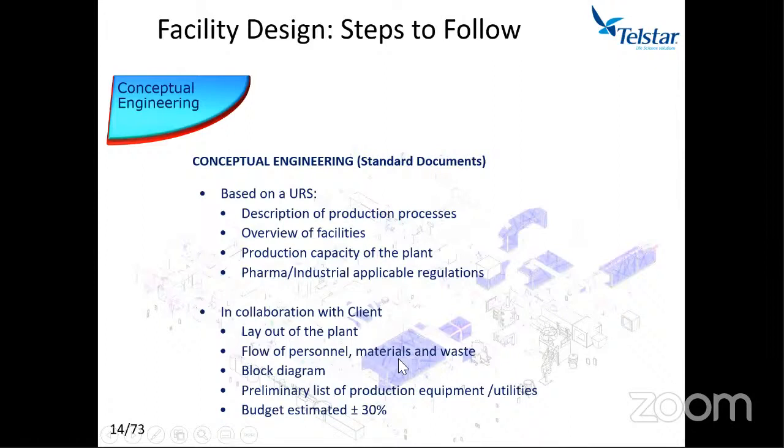With this initial layout, we talk about block diagrams. We know what is done in every place. And we also talk about a list of production equipment and utilities that will be needed. If we're going to be needing nitrogen, it will have to be considered in that moment. If we're going to be having water for injection, we also need to consider it in this initial concept design.